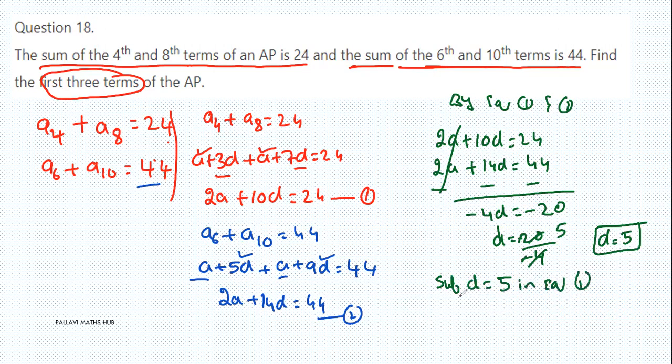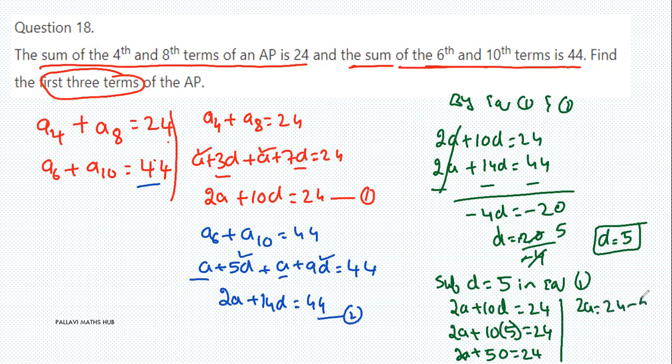I'm substituting in equation 1. Equation 1 is 2A plus 10D is equal to 24. 2A plus 10 into the value of D, which is 5, is equal to 24. So 2A plus 10 fives are 50 is equal to 24. The next step, 2A is equal to 24 minus 50. Yes, we will get 2A is equal to 24 minus 50, which is minus 26. 2 ones are 2, 2 thirteens are 26. So the value of A is minus 13.